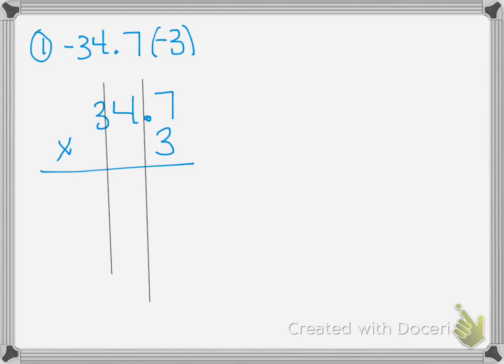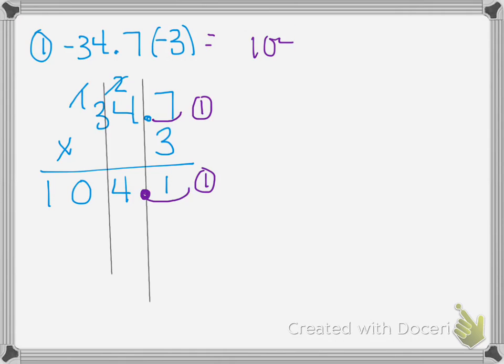If you want to put your lines, you can. We're going to multiply just like normal, okay? 3 times 7 is 21, carry the 2. 3 times 4 is 12, plus 2 is 14, carry the 1. 3 times 3 is 9, plus 1 is 10. We said after you've multiplied like normal, now we're going to count. Well, I only have one number behind my decimal here. So that means in my answer, I'm going to start at the right, and I'm going to move one number behind my decimal. So my answer is 104.1.